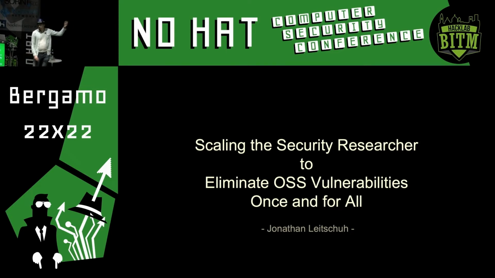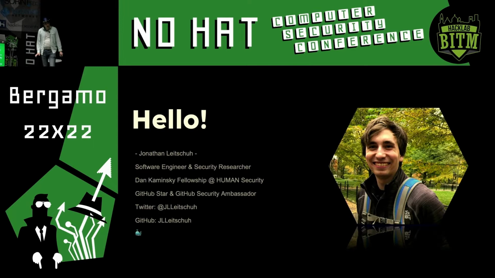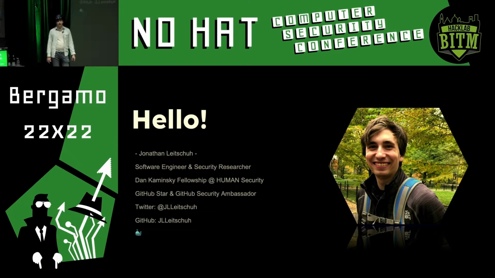So this talk is titled "Scaling the Security Researcher to Eliminate Open Source Security Vulnerabilities Once and for All." Just a little bit of an introduction. Who am I? My name is Jonathan Leitschuh. I am a software engineer, software security researcher. I'm the first ever Dan Kaminsky Fellow. I'm a GitHub star and a GitHub security ambassador, and you can find me on Twitter at jleitschuh. I'll put it up in the end of the slides too.